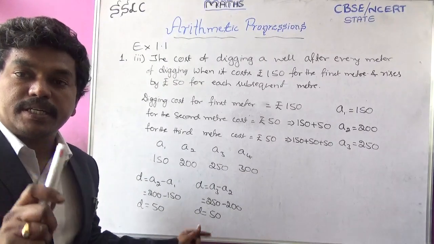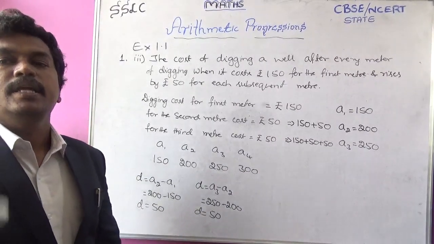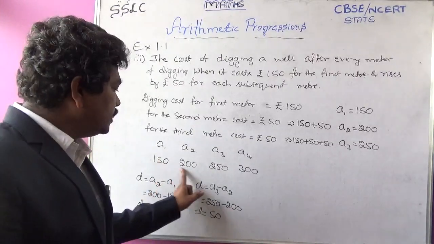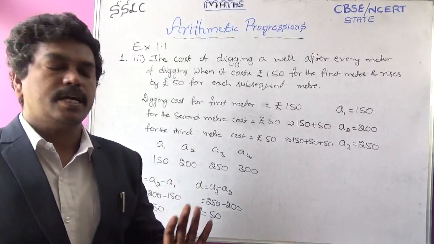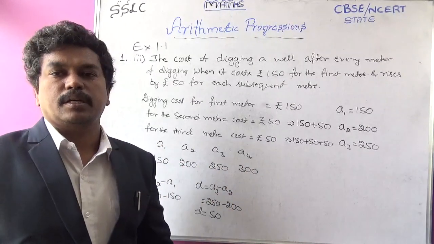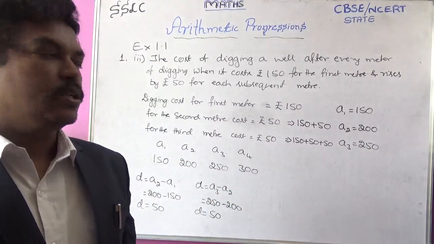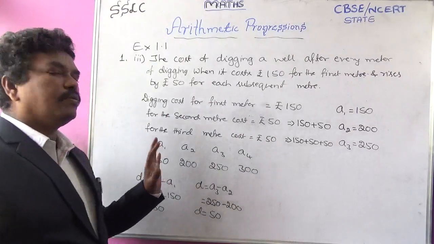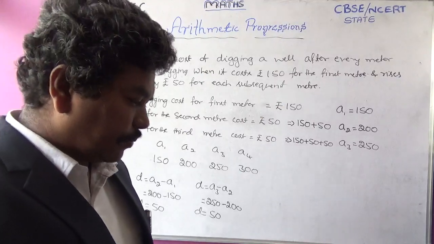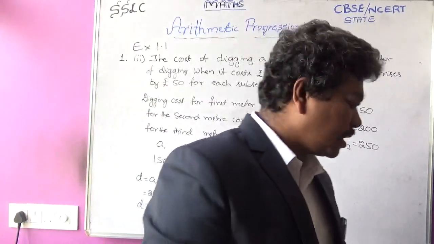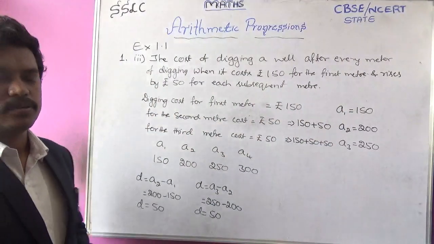If the difference D, the common difference, is constant, then we say that these terms are in arithmetic progression. If D is constant, then we say that these terms are in arithmetic progression. So therefore this is the method to find an arithmetic progression. So students, these are the three problems I have solved here.